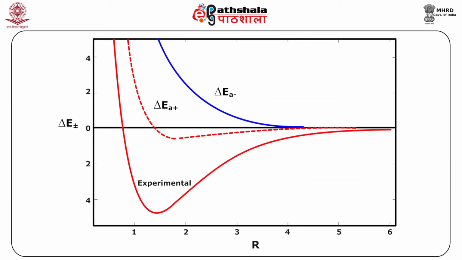And if we plot this versus internuclear distance, we get this plot. The experimental plot is shown, and then the theoretical plots, delta E plus and delta E minus, are shown here. From this diagram, you can very well see that delta E plus describes a stable chemical bond, and delta E minus describes an unstable chemical bond.